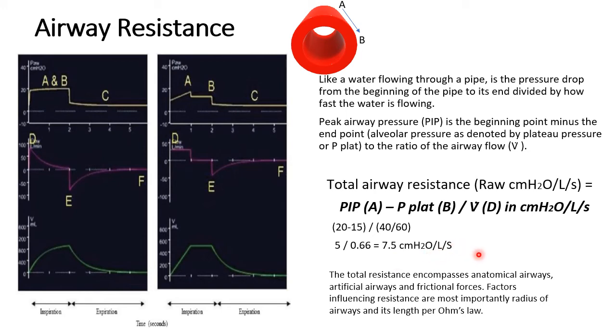And of course we all know that the resistance encompasses both the anatomical airway resistance plus the artificial airway resistance and the friction forces, which we usually ignore. And the factors influencing resistance, the most important are the radius and the length of the tubes, per Ohm's law.